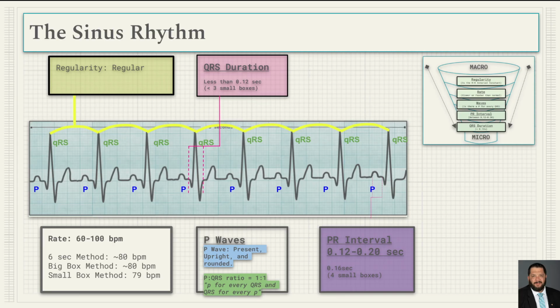Within 60 to 100 beats per minute, the normal intrinsic firing rate for the SA node, a regular rhythm, a P for every QRS and a QRS for every P. The P waves are upright and rounded. The PR interval is between 0.12 and 0.2 seconds, and the QRS duration is less than 3 small boxes.